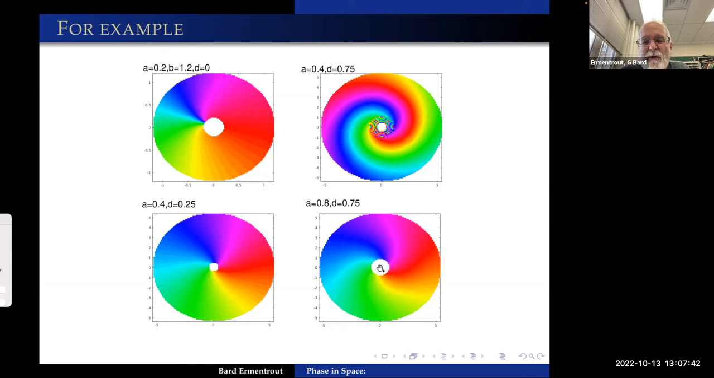Good, stable rigid rotating waves. Make D bigger, loses stability. Make A smaller, loses stability.